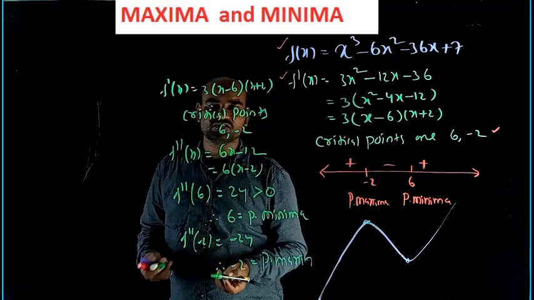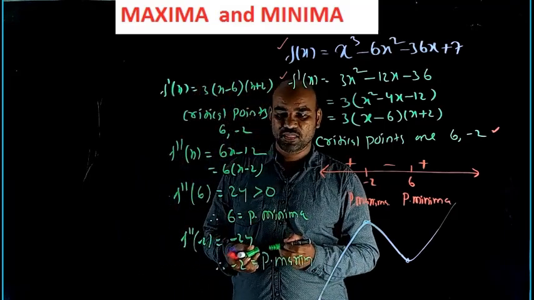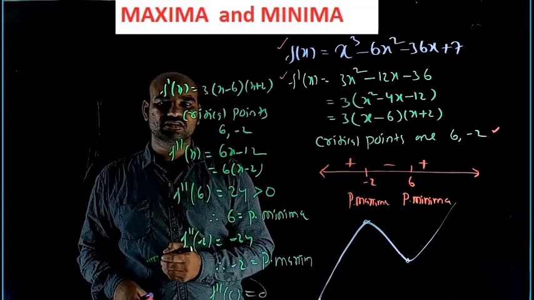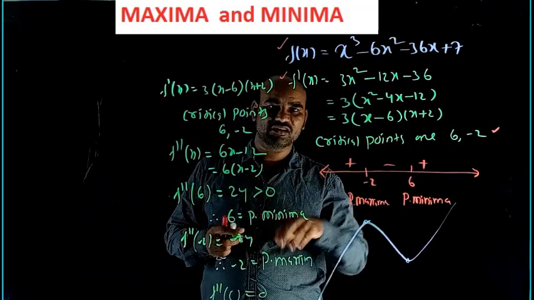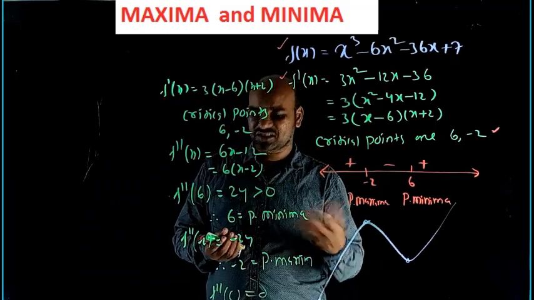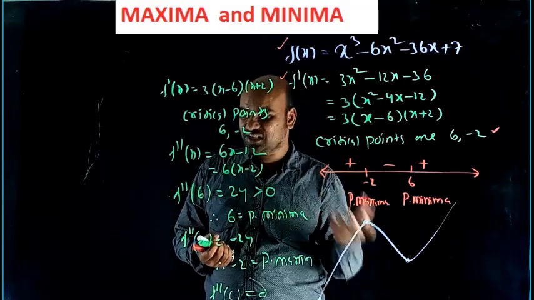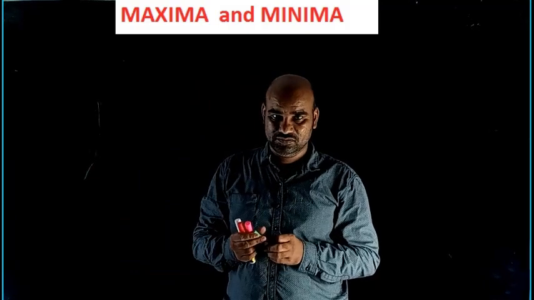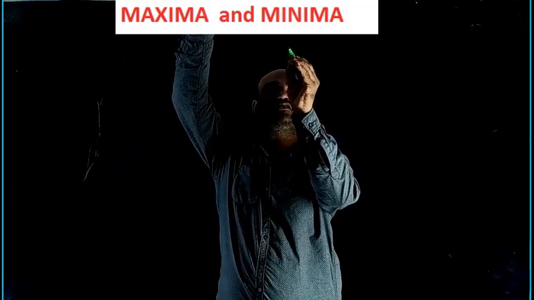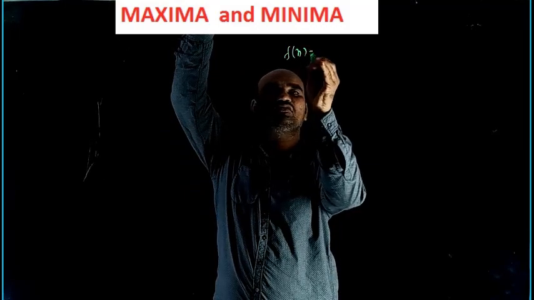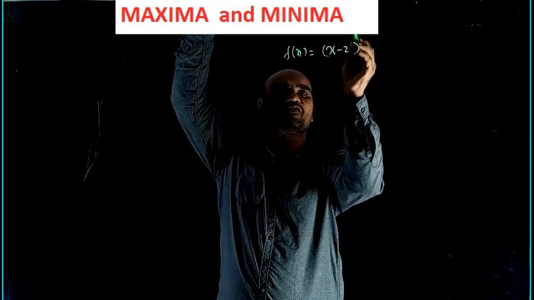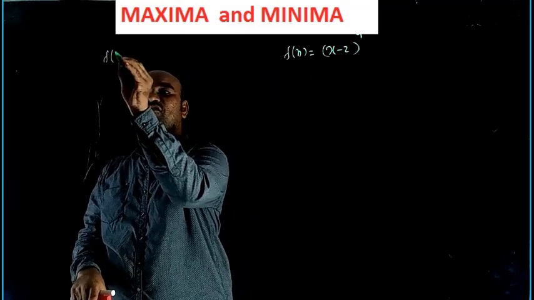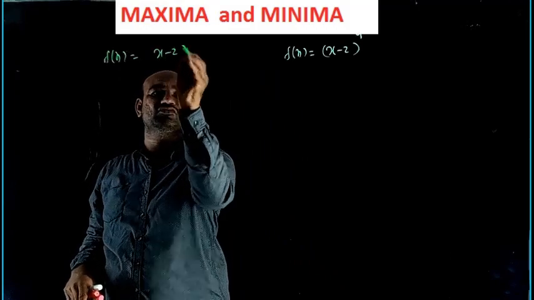So in this way you can use the second order derivative test. If f double dash of some critical point is 0, then we need to use another test, the nth order test, or further investigation is needed. Again, I want to use a best example to introduce this concept. Okay, f of x equal to (x minus 2) power 4. First, f of x is equal to (x minus 2) cube.